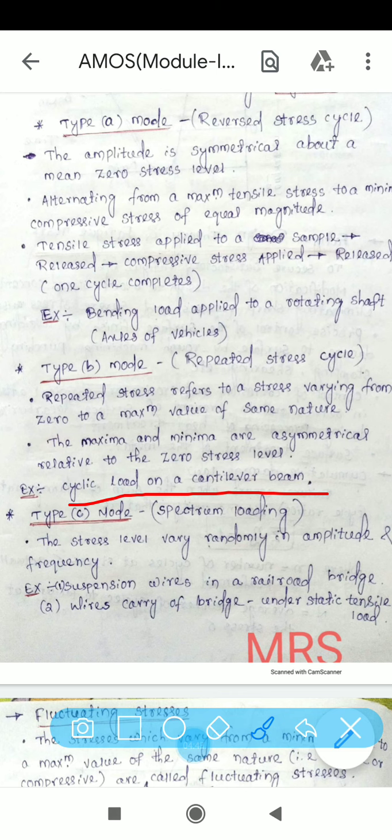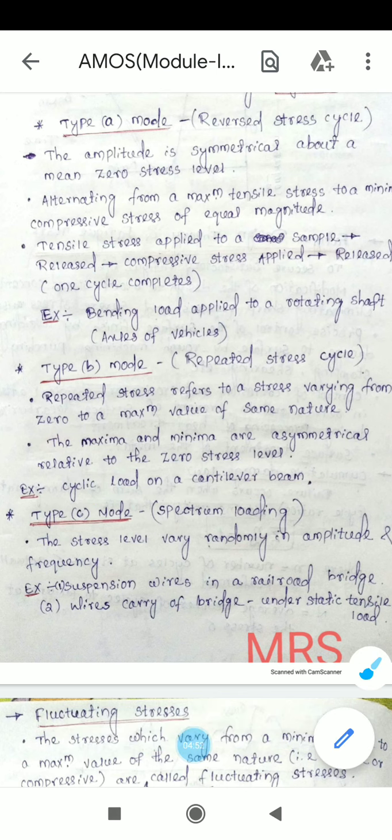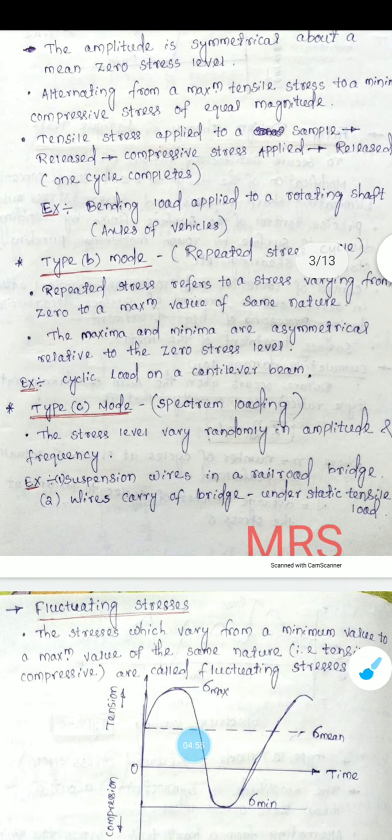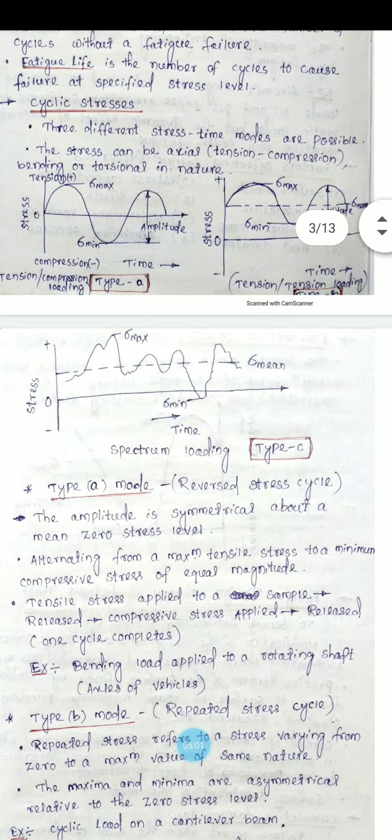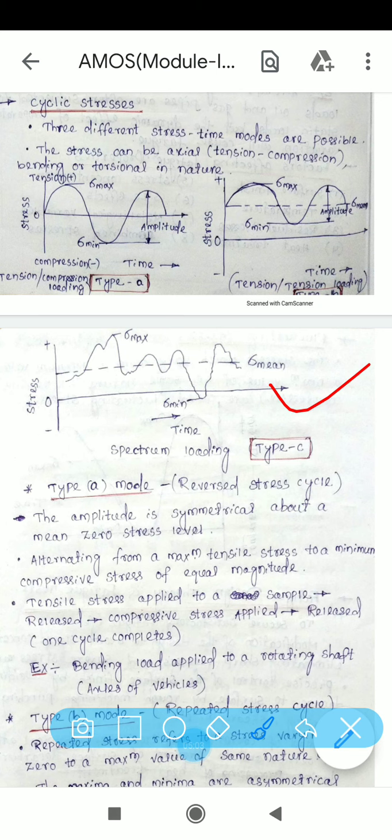Then type 3, or mode 3, spectrum loading. In spectrum loading, the stress level varies randomly in amplitude and frequency. See the figure. This is your spectrum loading. The amplitude varies randomly. The stress level varies randomly in amplitude and frequency.